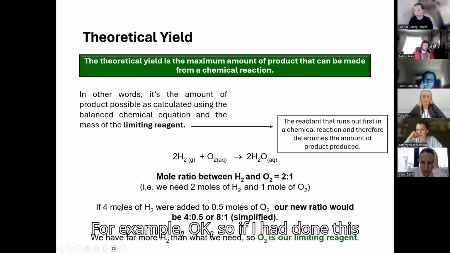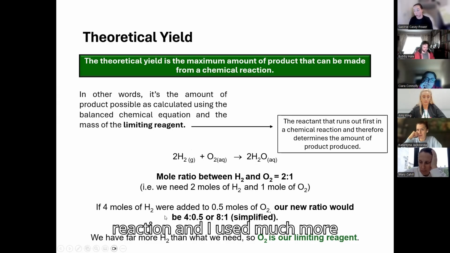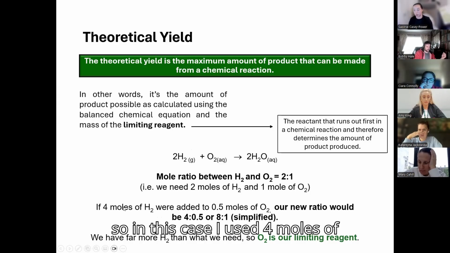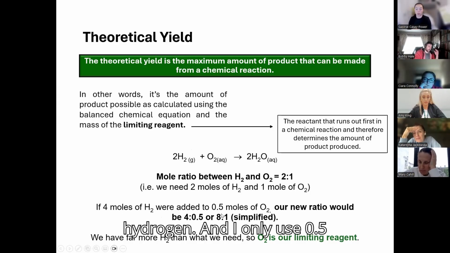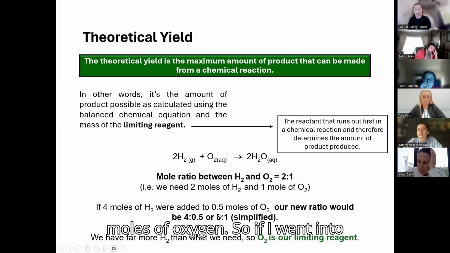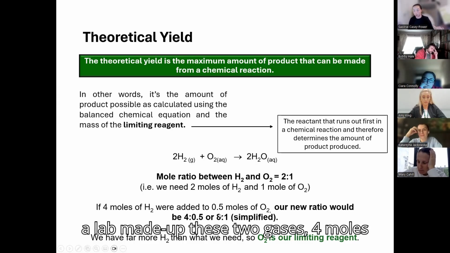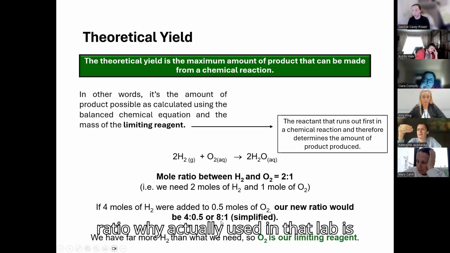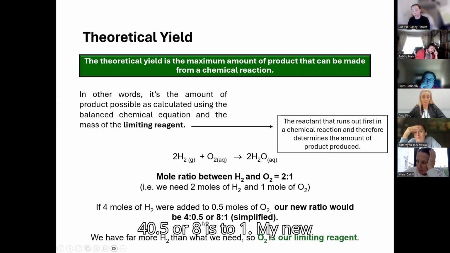For example, if I had done this reaction and I used much more hydrogen in excess than what I needed, in this case I used 4 moles of hydrogen and I only used 0.5 moles of oxygen. So if I went into a lab, made up these 2 gases, 4 moles of hydrogen, 0.5 moles of oxygen, the ratio I actually used in that lab is 4 to 0.5, or 8 to 1 when you simplify that down.